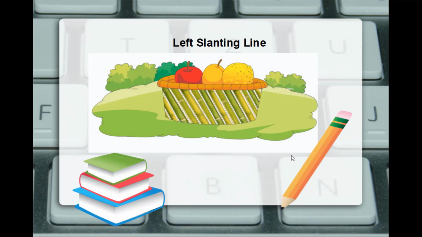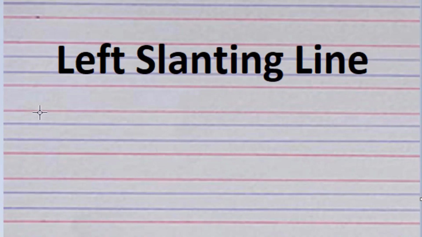Now, can you observe some lines on the basket? Yes, there are some lines. How are they? They are from left to right. These lines are called left slanting lines. Now we are going to learn how to write the left slanting lines. This is how we write the left slanting lines. We start from left to right.